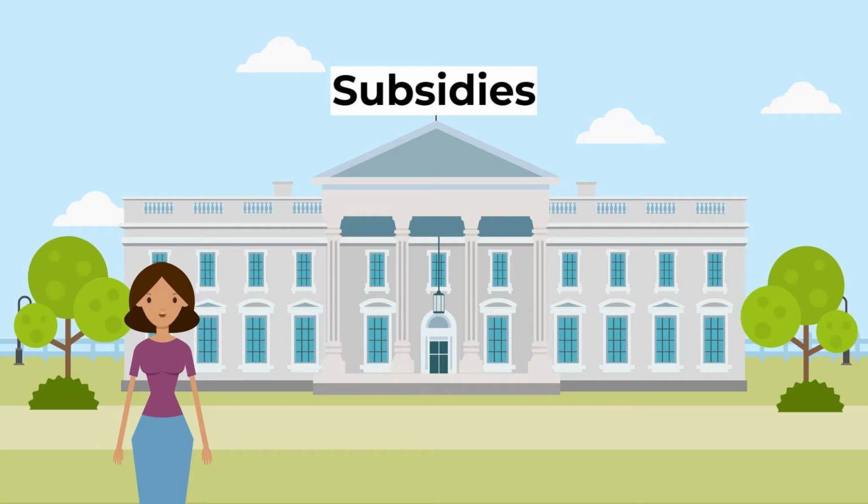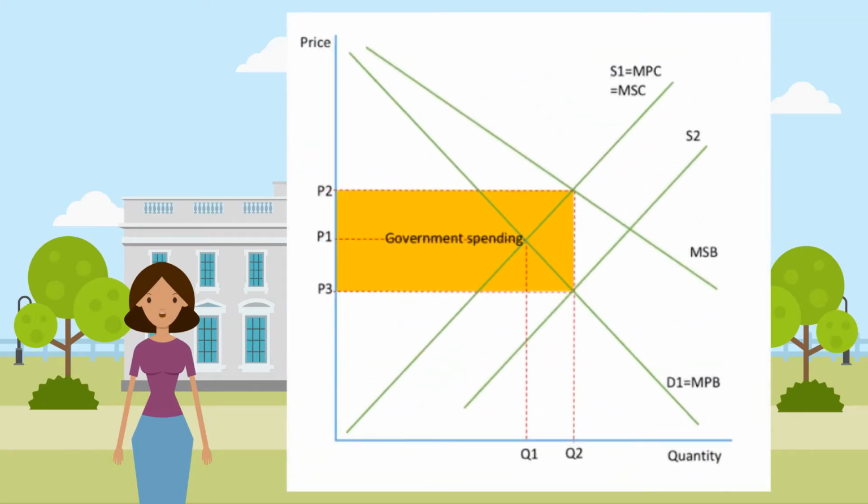Next, let's look at subsidies. In order to solve positive externalities, the government can introduce subsidies. Subsidies can also be introduced in order to fix information gaps.